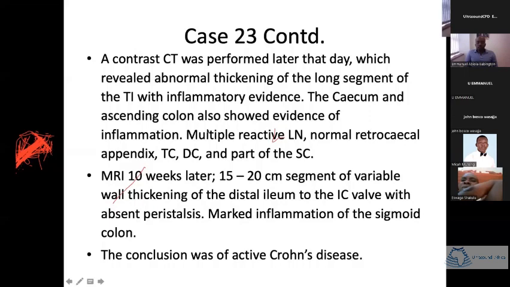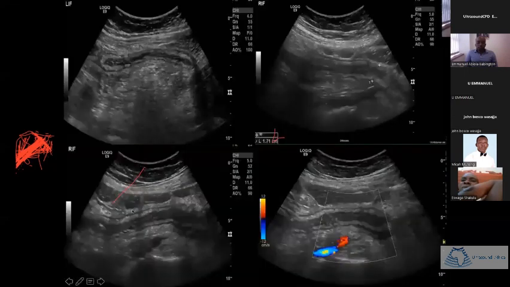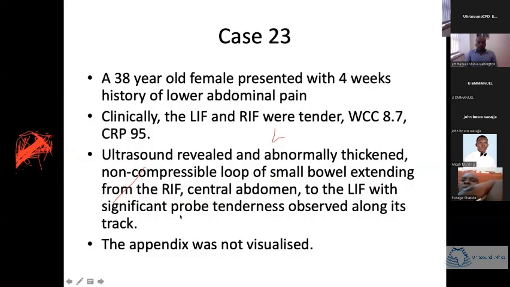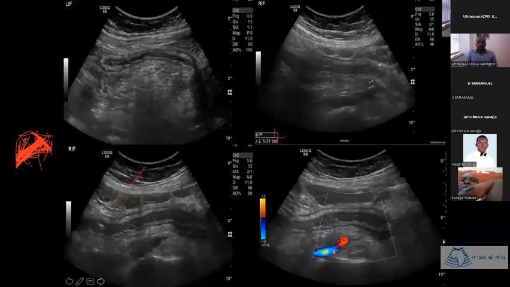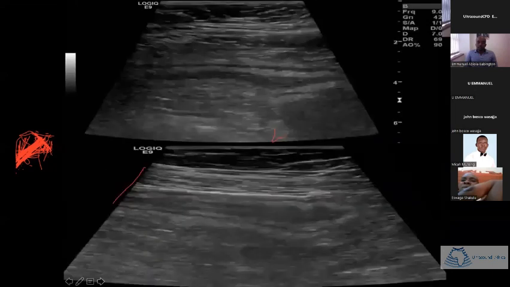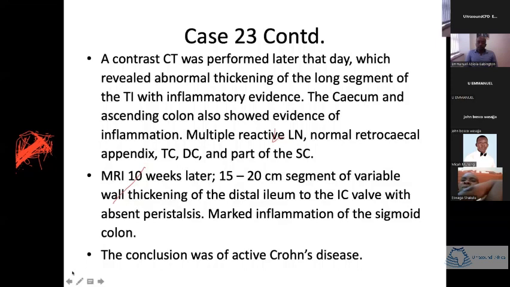So the same patient, remember it was a 38-year-old female with a 4 weeks history of lower abdominal pain and raised CRP, normal WCC. So ultrasound, like I said, reviewed that thickened abdominal bowel loop there. But the same patient was sent for a contrast CT examination later on the same day.